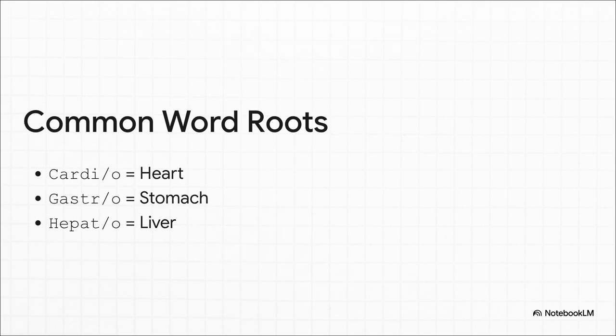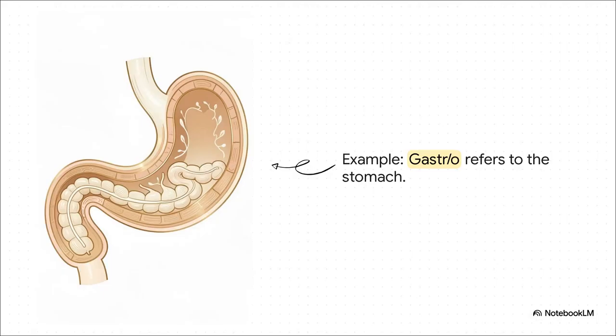Let's look at a few super common ones. It's amazing how simple this is. You see cardio, you know we're talking about the heart. Gastro, that's the stomach. Hepato, the liver. And that little O on the end, that's just there to help the words connect smoothly. It's a little linguistic glue. And here's a perfect example. The second you hear a word with gastro-O in it, your brain can just immediately lock onto this image, the stomach. Just like that, you know the main character of our medical story. You've already got a huge piece of the puzzle.